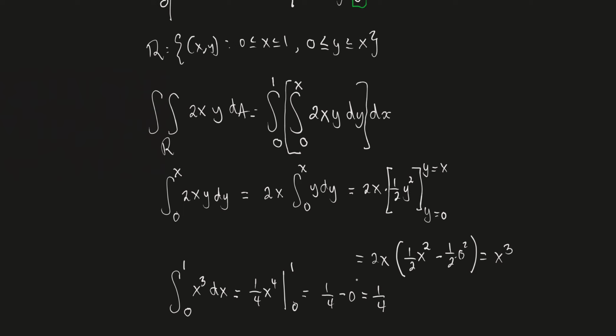I didn't give any units or anything here, but you could interpret this as a quarter cubic units of volume. That would be under this surface, let me highlight everything, under this surface, whatever it looks like, over this triangular region, right? And that would be its volume.